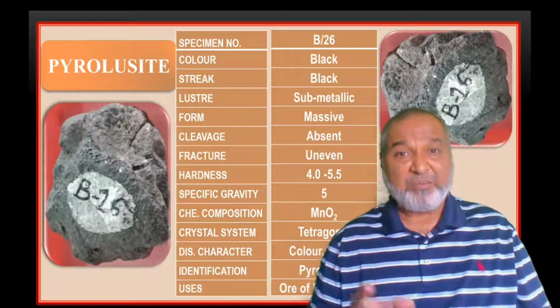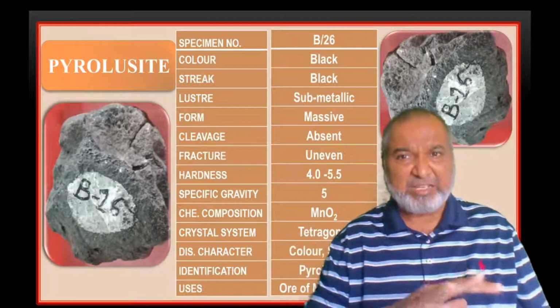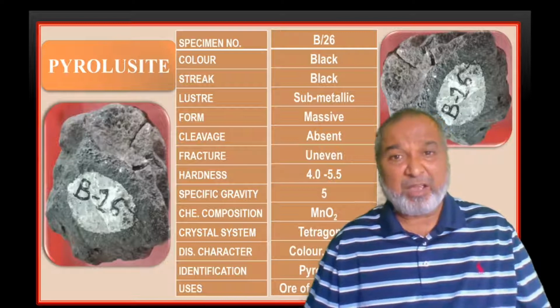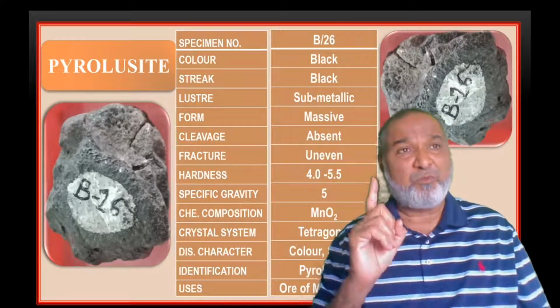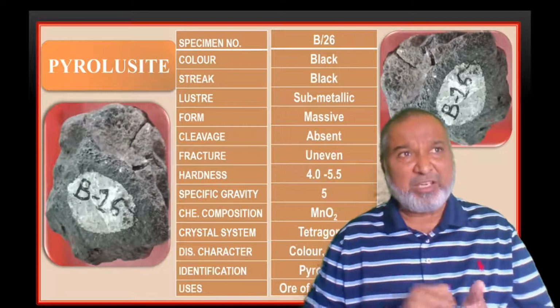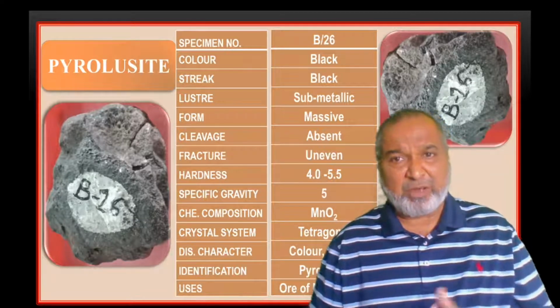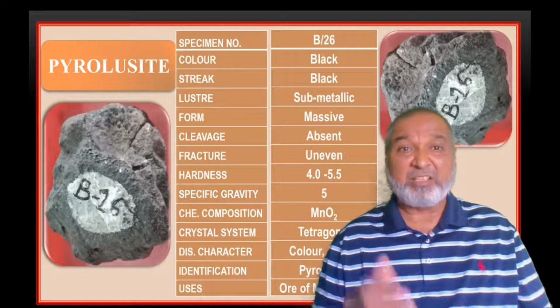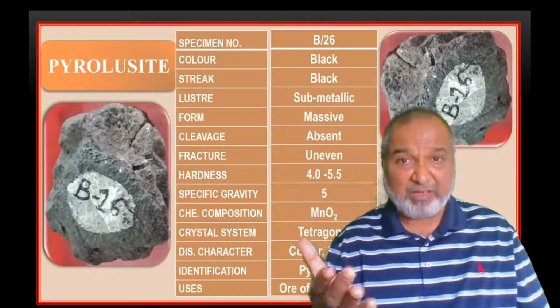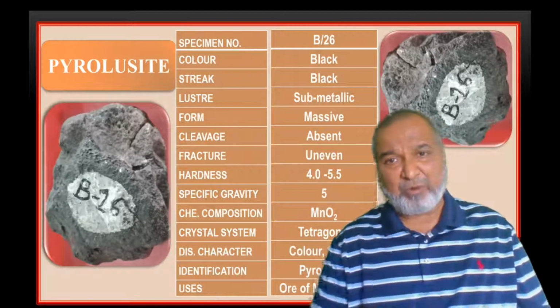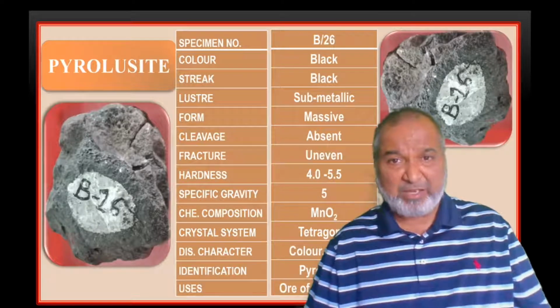Cleavage is absent. Fracture you can see very clearly is rough and uneven. Hardness is 4 to 5.5, which means you can scratch it with a key or coin, or if you rub the mineral on the streak plate, you get a powder of this mineral. The specific gravity you can see is 5. Earlier we have seen up to 3.5, but this time you are going to see a specific gravity of 5.